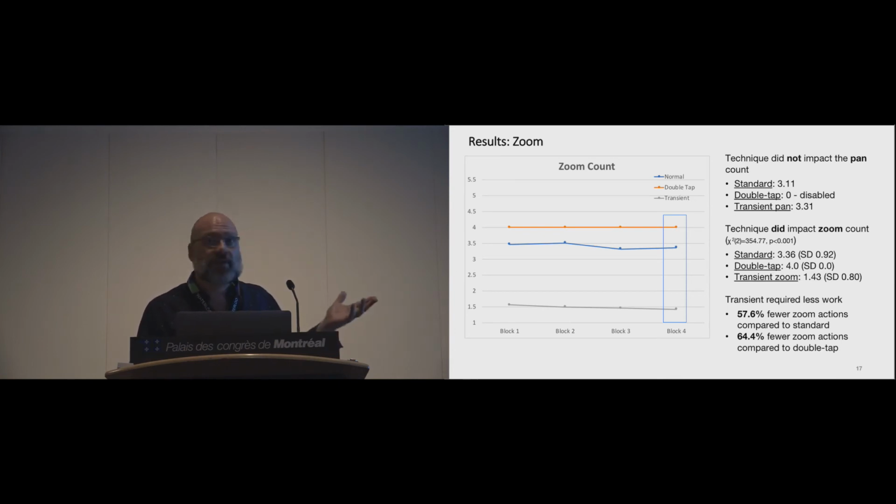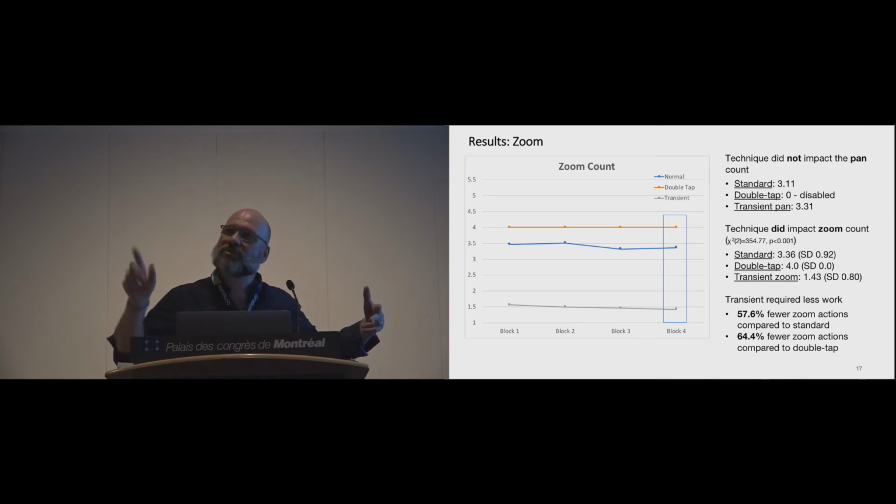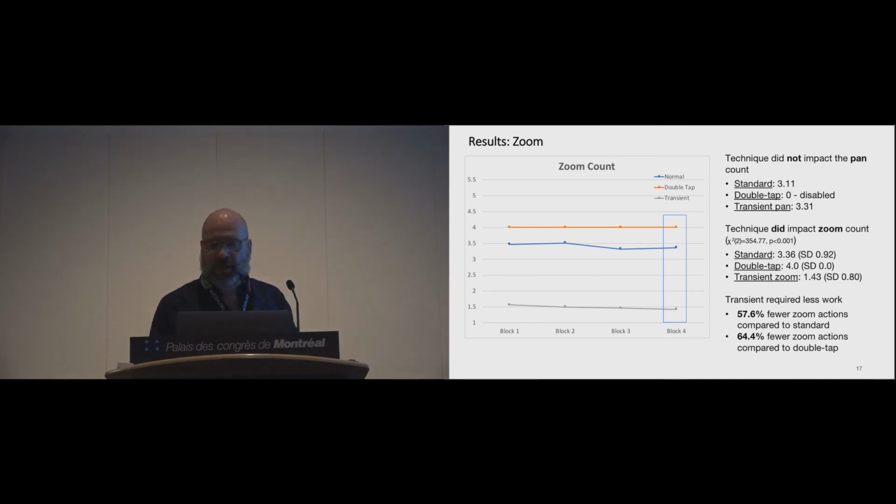But technique did impact the number of zoom actions required, which we expected. Standard gestures took about 3.4 zooms to accomplish. Double tap was fixed at 4.0, and transient zoom was 1.43. The reason double tap was fixed at 4.0, because I think people are going to ask me this, is that, again, the way it was implemented, you double tap to transition between screens. There were 4 transitions, 4 double taps would do it, right? So there was really not a lot of variance there.